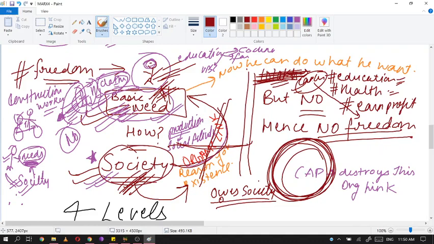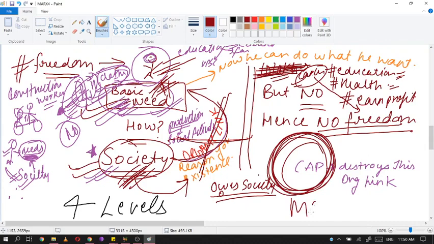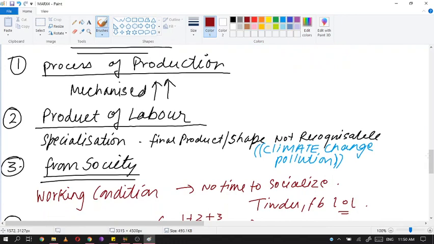Marx shows alienation of man in four levels. First is alienation in the process of production. Production is a social activity.